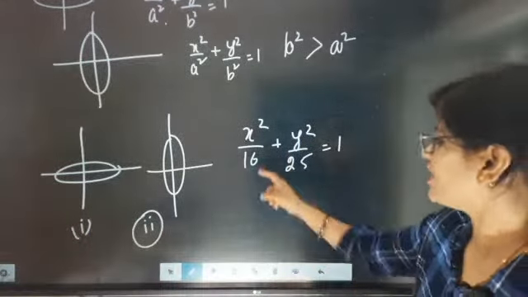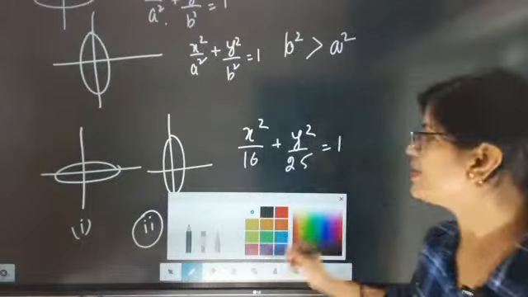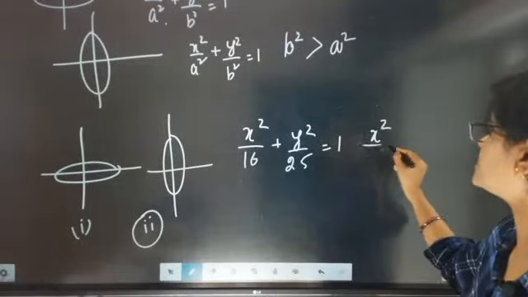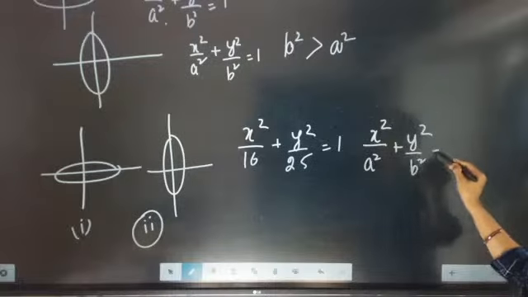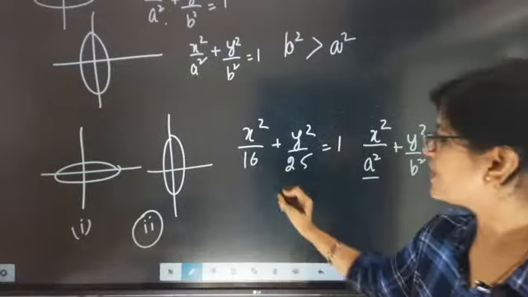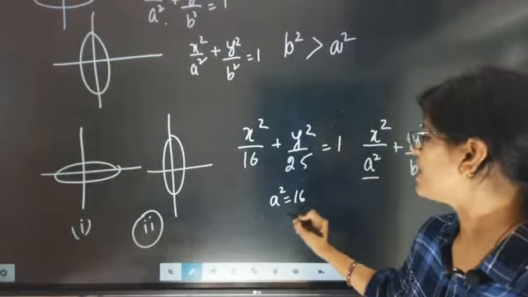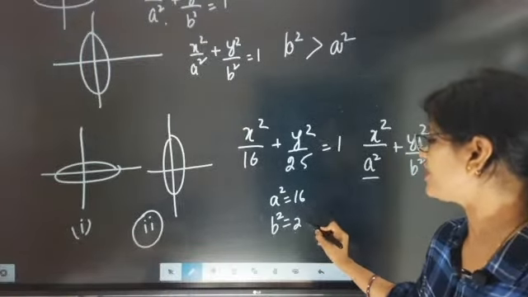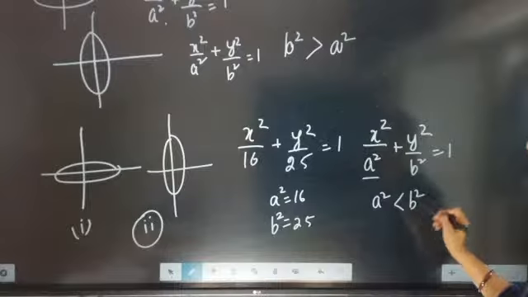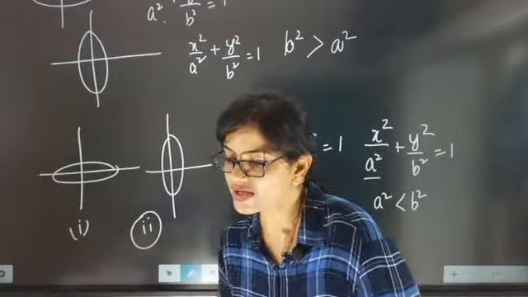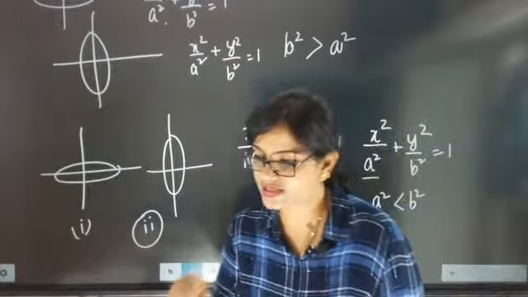Absolutely beta. So if we are going to compare here, the general equation of the ellipse is x square by a square plus y square by b square equal to 1. So here a square is coming as 16, and b square is coming as 25. So 100% a square is less than b square. So it is the second type of ellipse. Correct Danish, absolutely correct beta, it is the second one.